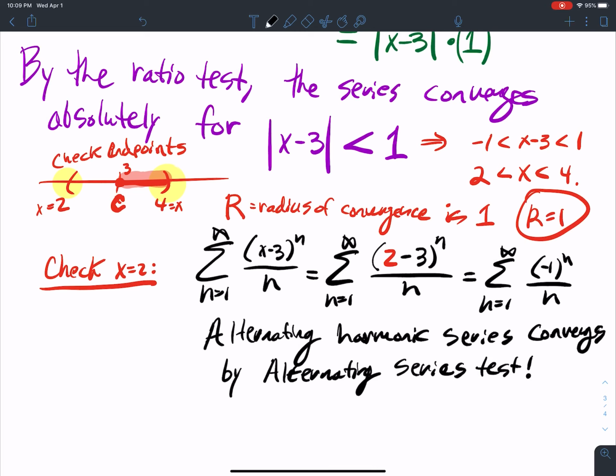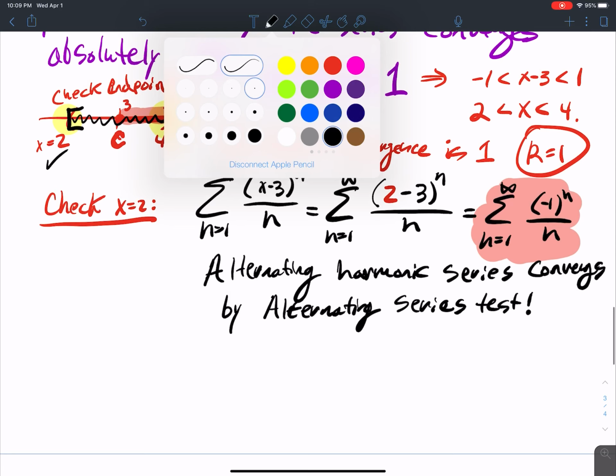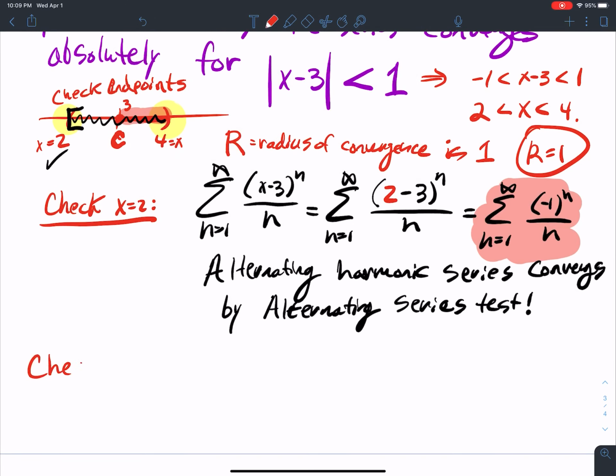Right? Hadn't we done this a couple of times already? So we know that this thing converges. Now it converges conditionally, but if it converges conditionally, it converges, right? So I know that I can check off this side of the endpoint. So instead of a parentheses, this turns into a bracket. Okay? And now what about x equal to 4? Check x equal to 4.